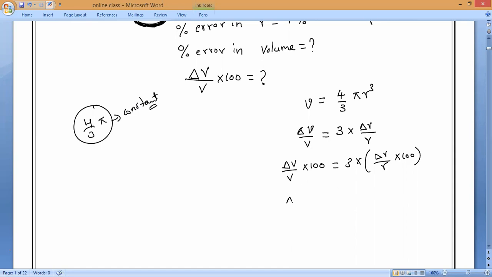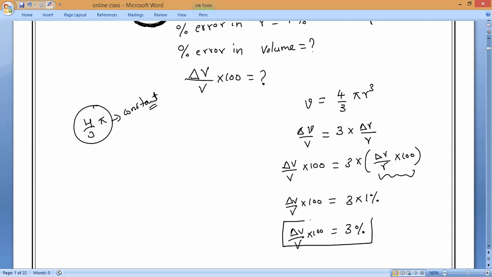So we all know delta V divided by V into 100 is equal to 3 into this entire thing, which we know is 1%. Then delta V divided by V into 100, how much percentage? What is the volume percentage? 3%. So that is what it is.